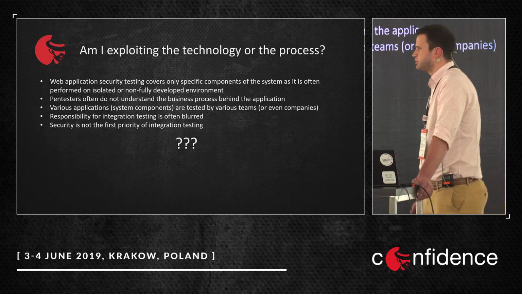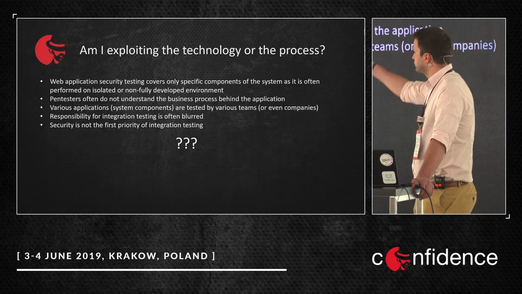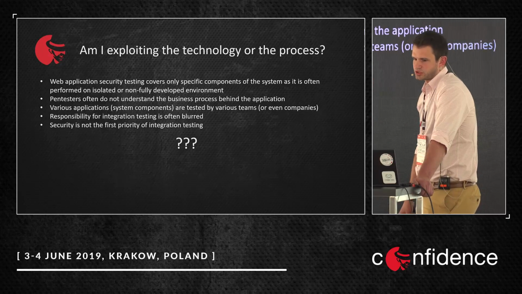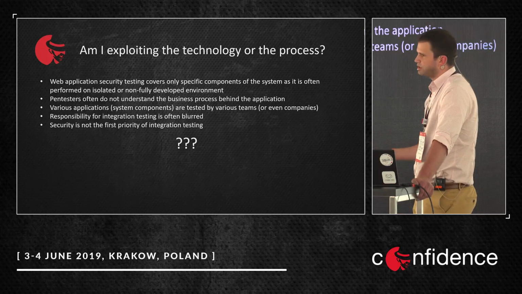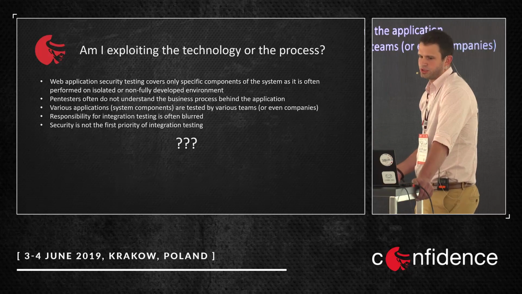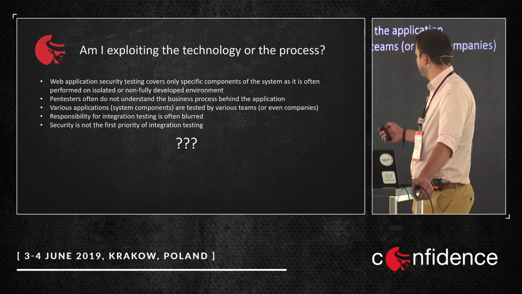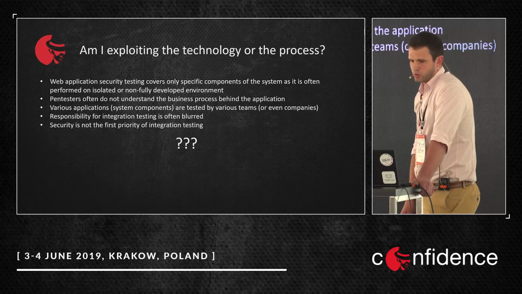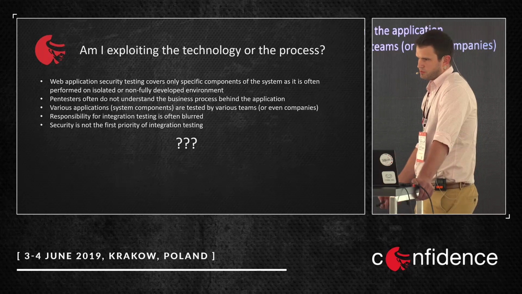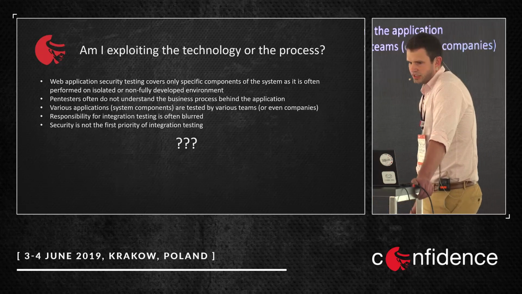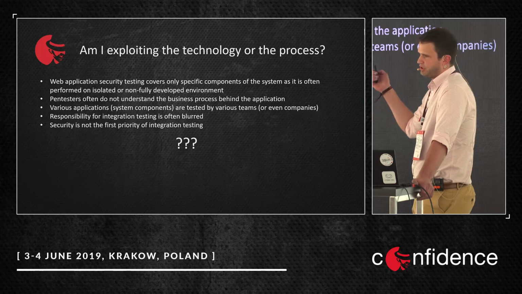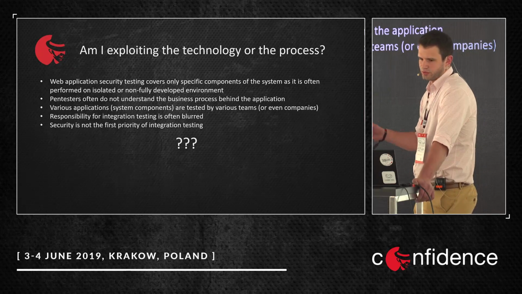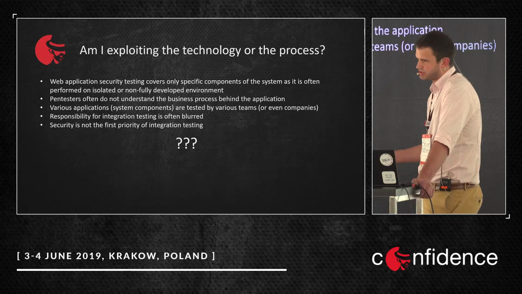So the question is, taking into account everything that we just mentioned, are we still exploiting the technology, or are we exploiting the process? Because if we take into account all of these 5 bullet points which are here, we may set up a hypothesis that all of these things between one system and another, or between various system components, are not tested.